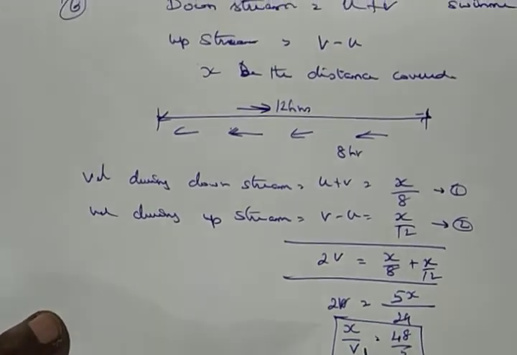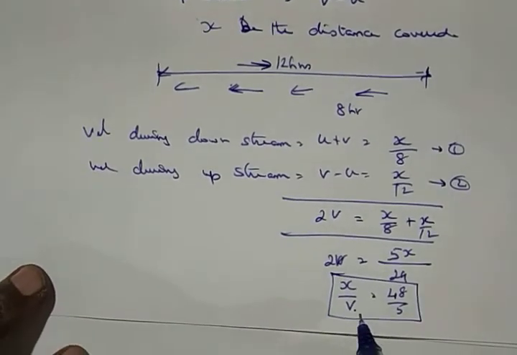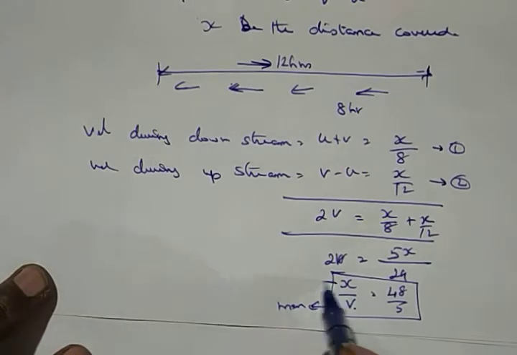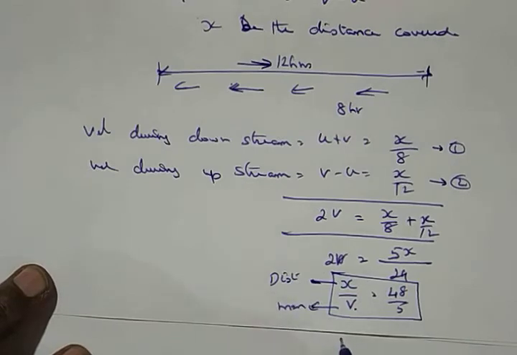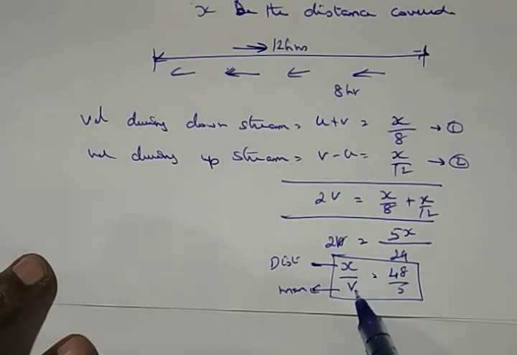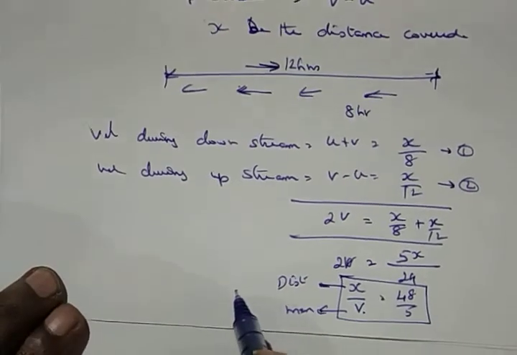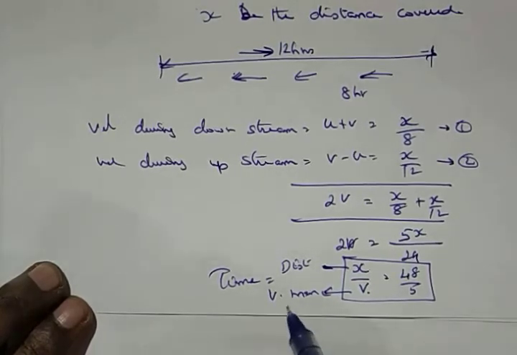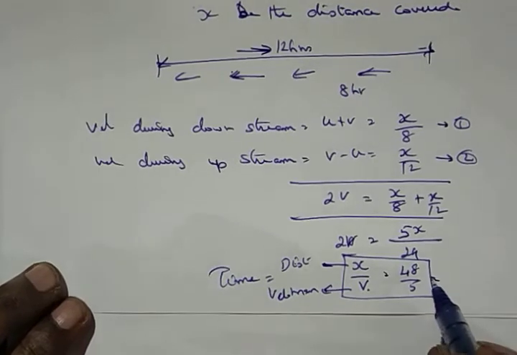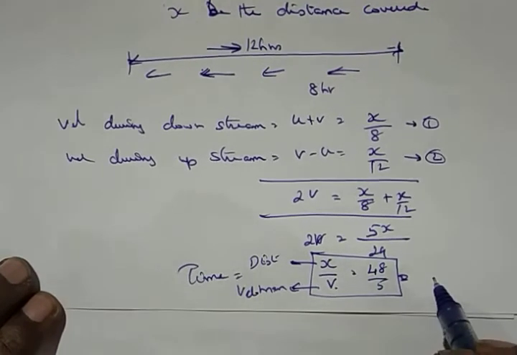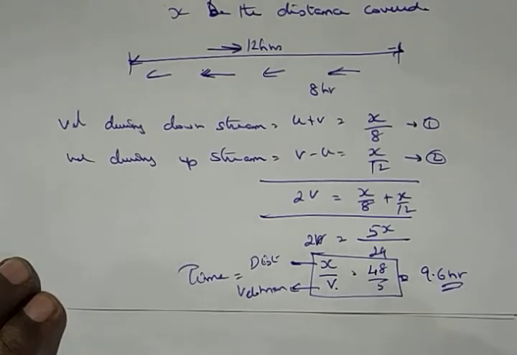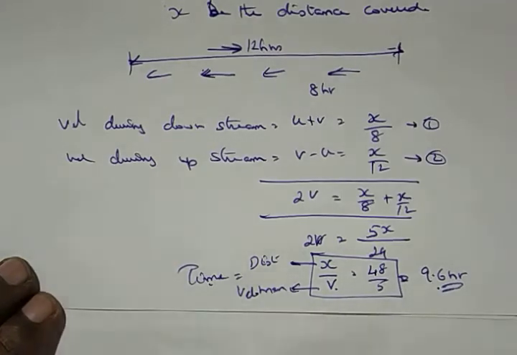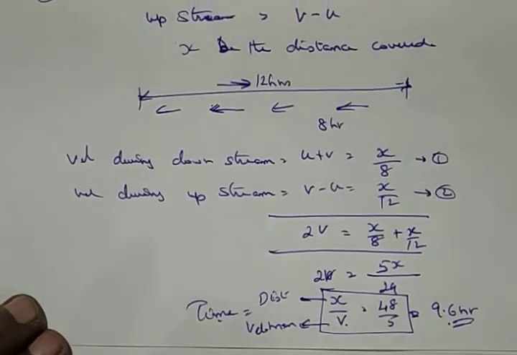What is x by v? What is v? V is the velocity of the man, so it is the speed of the man in still waters. What is x? The distance he is going to travel. So distance upon velocity, this whole thing itself is going to be equal to time. Time taken is going to be equal to distance upon the velocity of the man. So it's going to be equal to 48 by 5. If you calculate it, it's going to be equal to 9.6 hours. So you get time is equal to 9.6 hours right here. So this question comes to an end. You can easily calculate here.